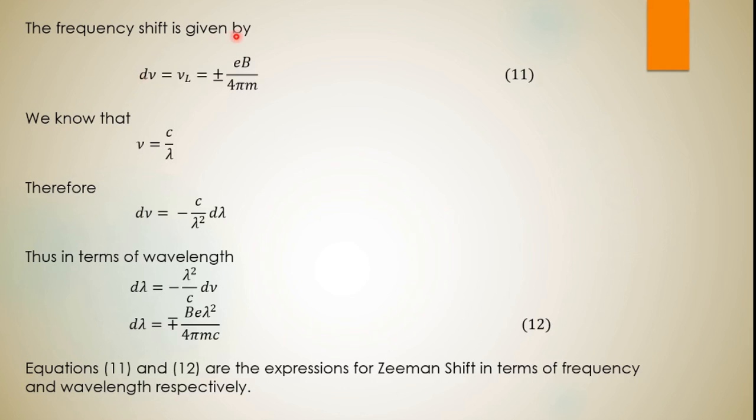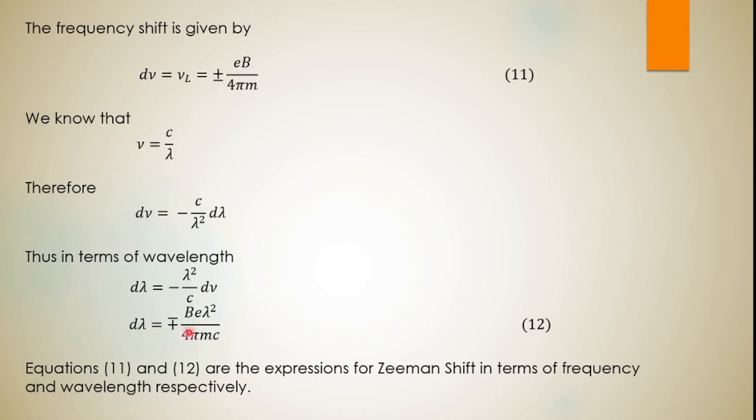So the frequency shift is now given by d nu is equal to nu L, which is nothing but Larmor frequency, which is equal to plus or minus eB by 4 pi m. To write it in terms of wavelength, first we'll write the frequency in terms of wavelength. We know that nu is equal to c by lambda. Therefore, d nu is equal to minus c by lambda square into d lambda. Thus, d lambda is equal to minus lambda square by c into d nu, or substituting for d nu here, we get this expression: d lambda is equal to minus or plus B e lambda square by 4 pi m c.